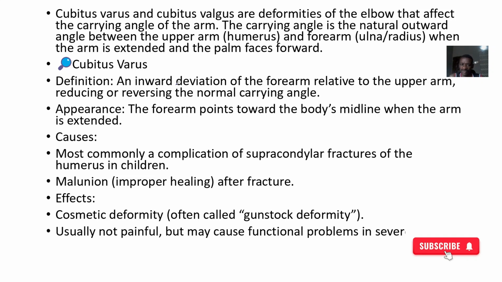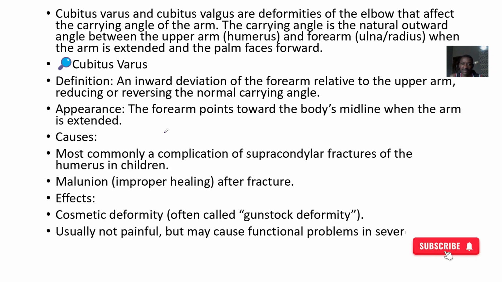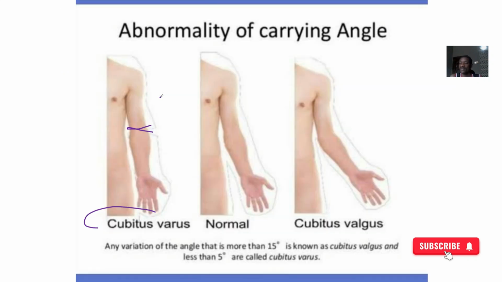So Cubitus Varus, now we're talking about the varus. So the angle is kind of like what? You know, it's an inward deviation of the forearm relative to the what? Upper arm, reducing or reversing the normal carrying angle. Alright, so normal, can you see this angle? So this one is what? Reducing it, while the Cubitus Valgus is increasing it too much.